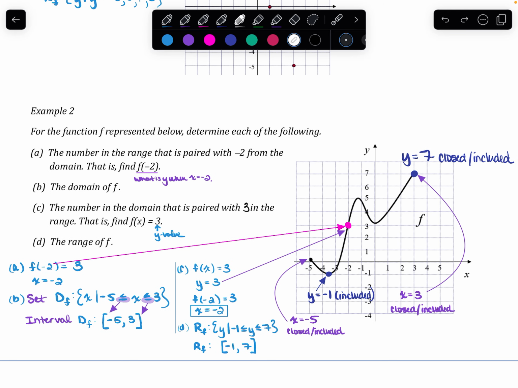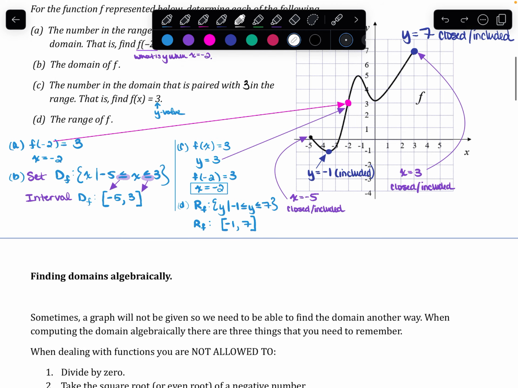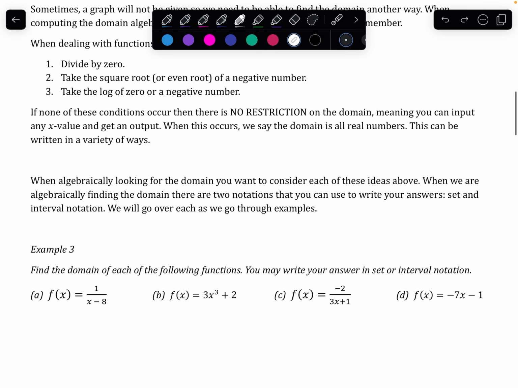All right, next one. So next thing we're looking at is algebraic domain. So again, make sure you read through your notes. So find the domain of each of the following functions. You may write your answer in set or interval notation.